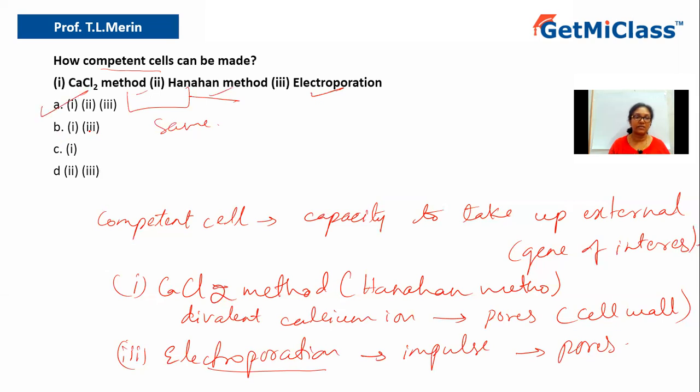Option B says 1 and 3. No, because the second method they have mentioned is the same as the calcium chloride method. Option C says 1, which is again ruled out. Option D says 2 and 3. We have to look for all the ones which are correct. So option A is the correct option. Let us conclude the answer. The answer is option A. I hope you understood the explanation.